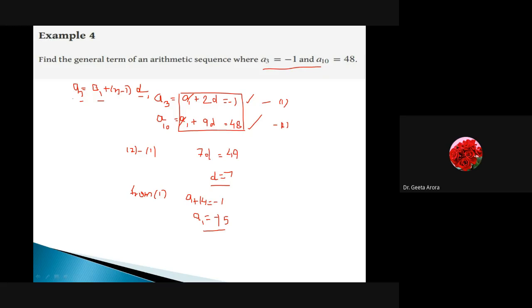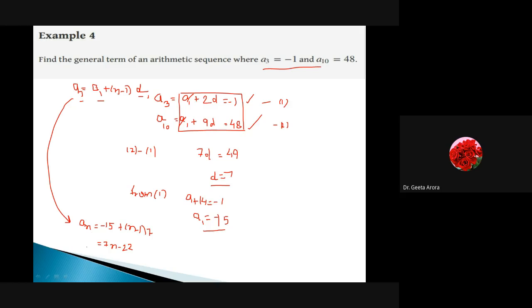Now we have to write down here the general term, so I can write AN is equal to A1, which means minus 15, and plus (n minus 1) D. Now what is D? D is our 7. Correct? So I will get 7n, and minus 22. This is how we are getting the answer of an, which is the general term.